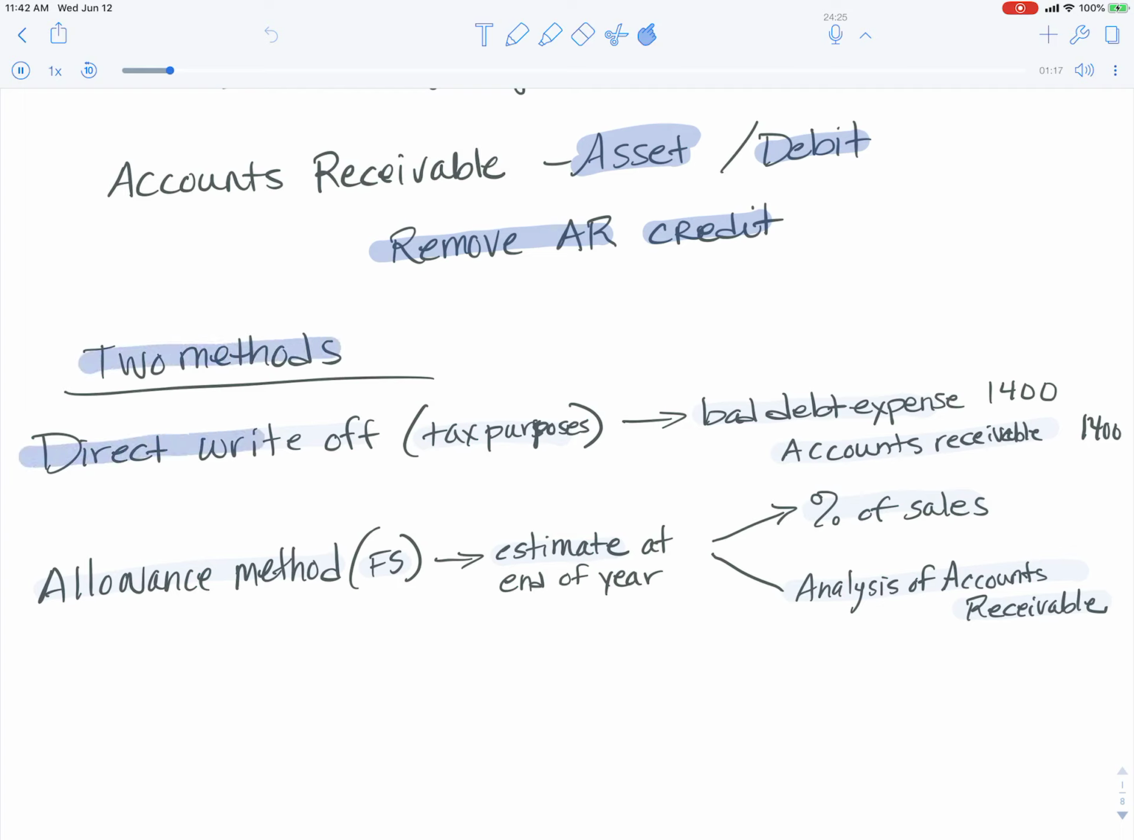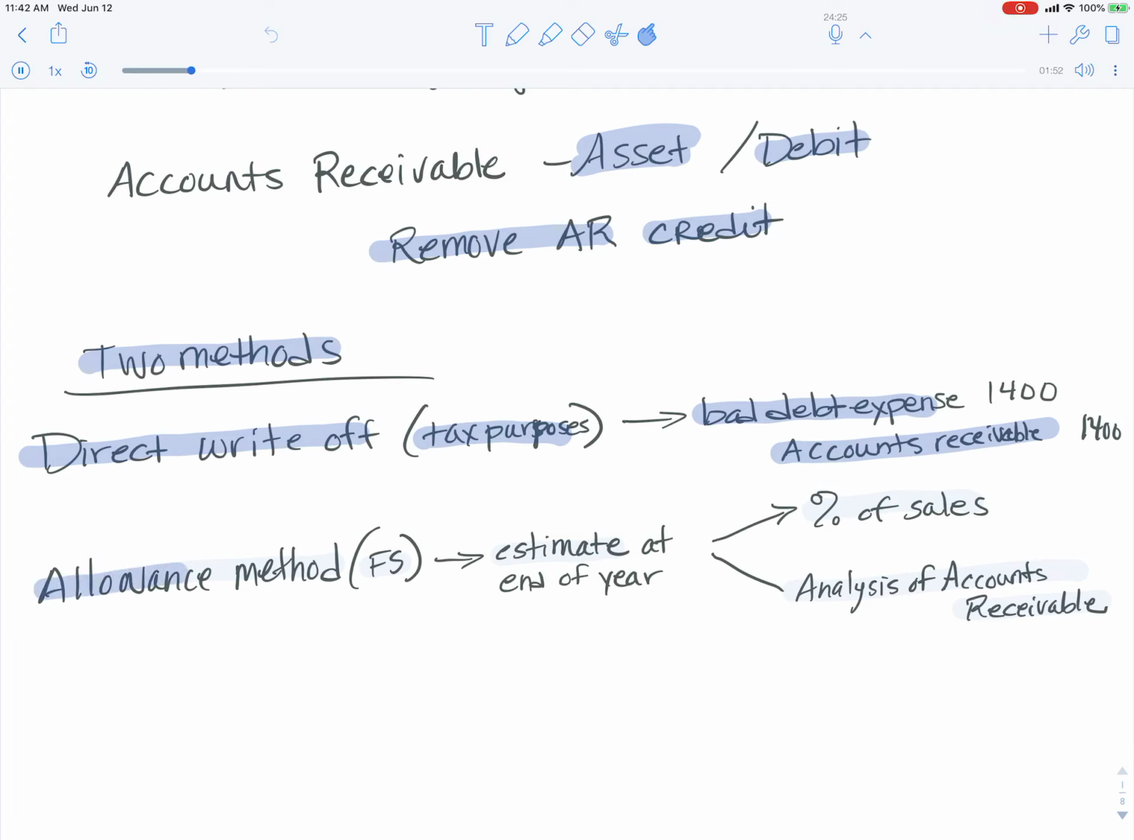The first is the direct write-off method, which I think is the easier method, and it's used for tax purposes. And really, when we find out somebody's not going to pay us or we don't think we're going to get paid, we debit bad debt expense and we credit the receivable for the amount that is due. And the credit to accounts receivable is removing that placeholder on our balance sheet that says we're waiting to get paid, because now we're not going to get paid, so we take it off.